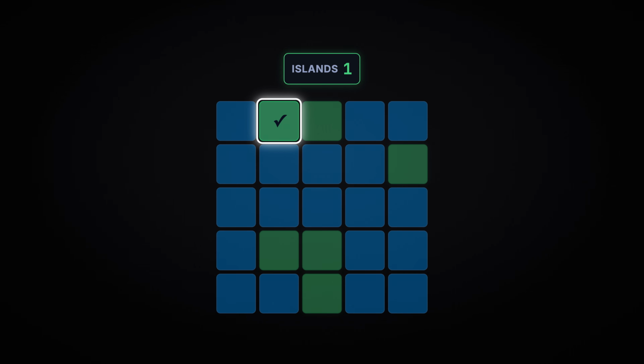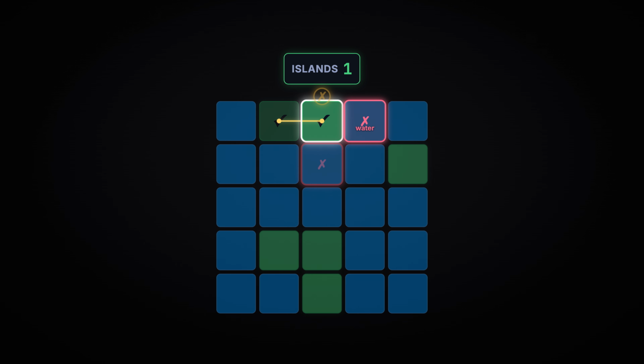We stand on this cell and check its 4 neighbors. Down, it's water, so we skip it. Up, the edge of the grid. Left, it's water again, so we skip it. Right, land and unvisited, so we go there. We move to that cell and check again. Down is water. Up is the edge. Right is water. Left is where we came from, already visited. Nowhere new to go, so the traversal ends. Island 1 is fully marked.